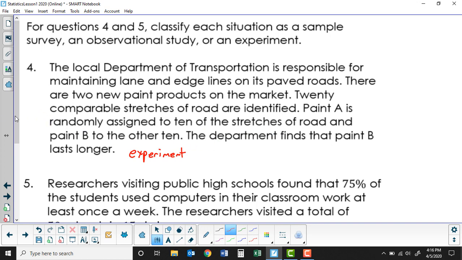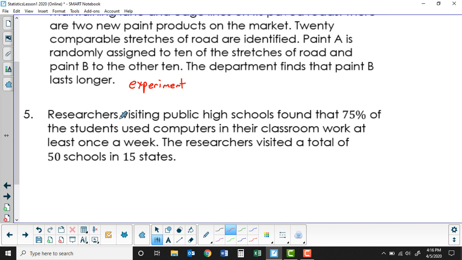All right. Researchers visiting public high schools found that 75% of the students use computers in their classroom work at least once a week. The researchers visited a total of 50 schools in 15 states. Again, sample survey, observational study, or experiment. All right. This is an observational study.